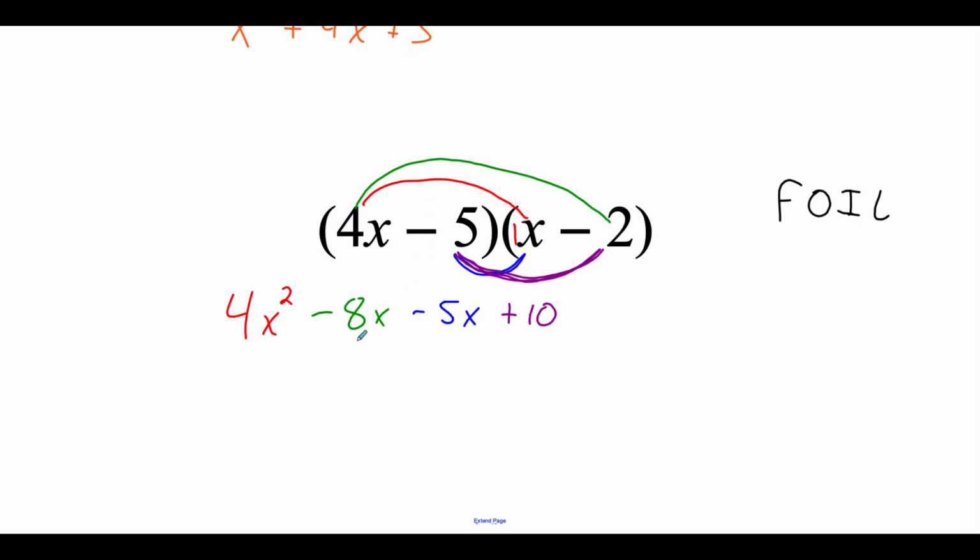And as I look at this one, we've got some like terms in the middle to put together. I don't see anything to combine with the 4x squared, so that's going to stay as 4x squared. Negative 8x minus 5x is going to give me negative 13x. And then I still have this plus 10 on the back end. So that's going to be our final answer this time.